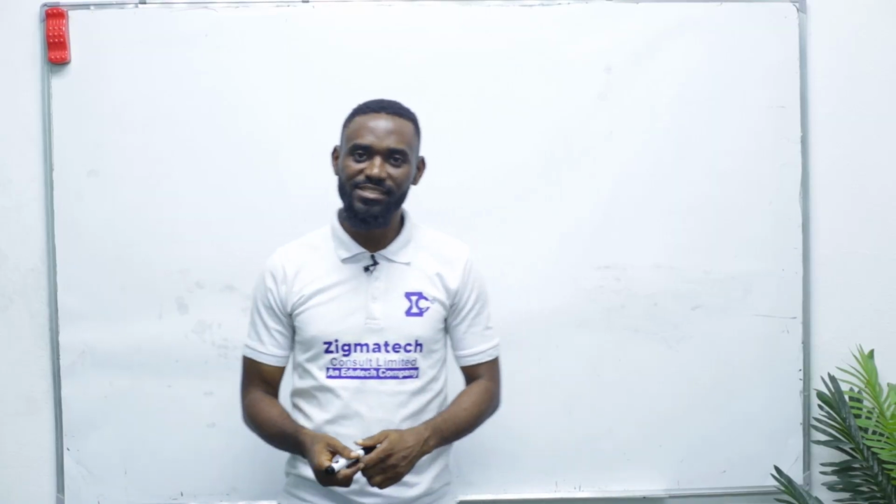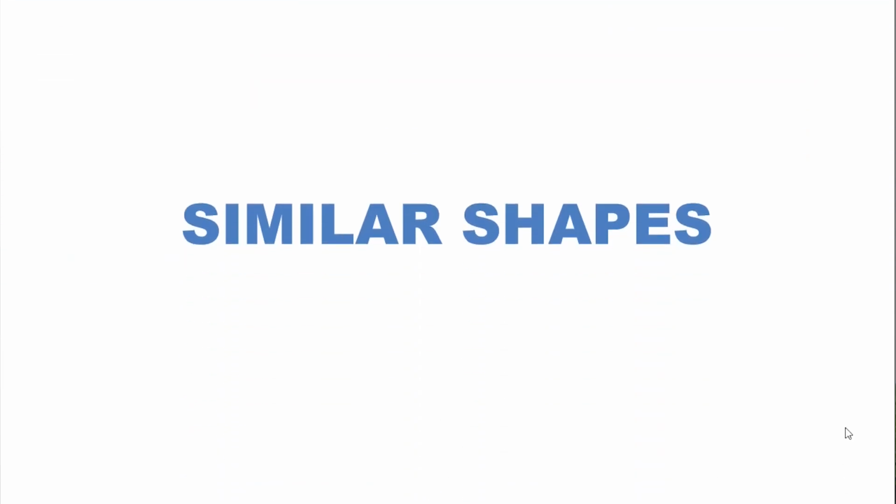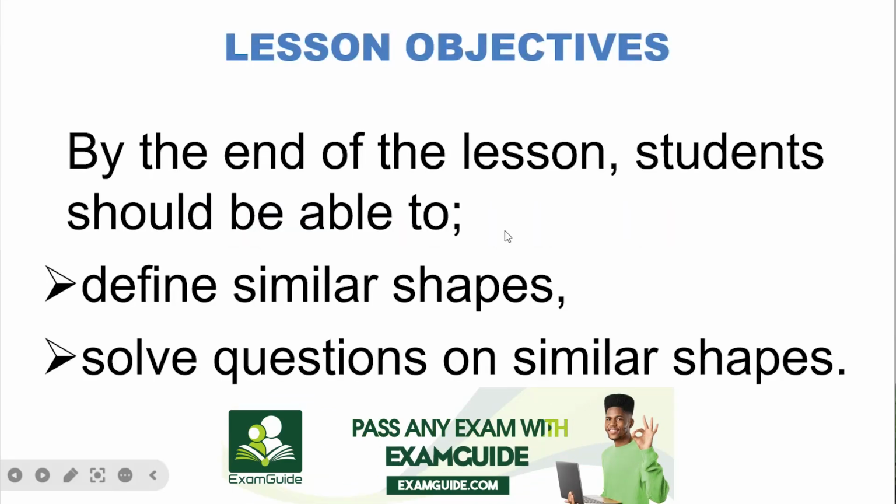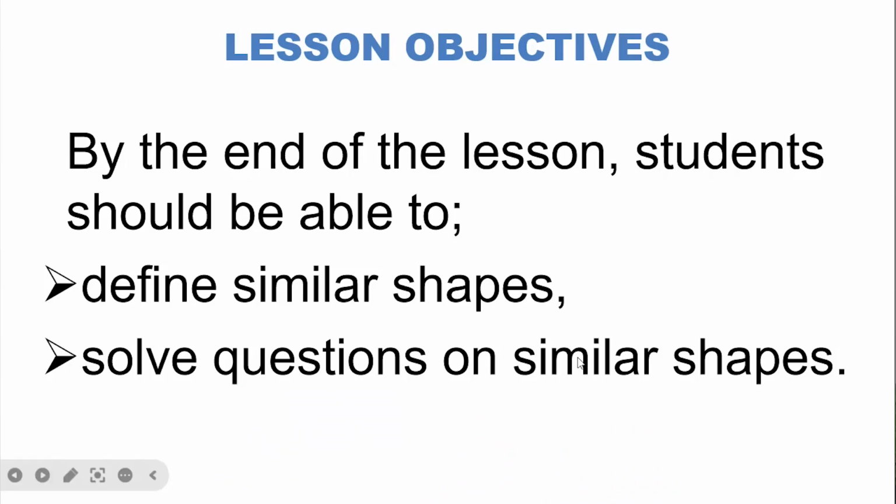Today we'll learn mathematics, and in mathematics we are going to look at similar shapes. Okay, so before we begin, let's look at the objective of this class. Our learning objective is that students, you should be able to define similar shapes and solve questions on similar shapes when you see them in your exam or anywhere, okay?